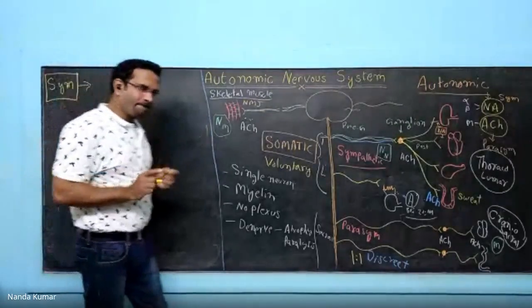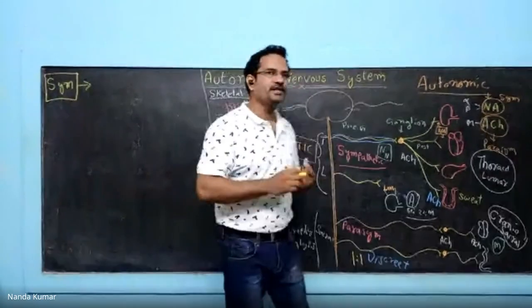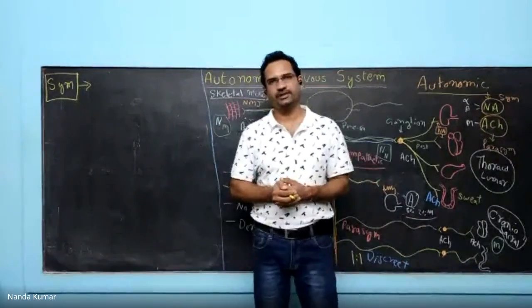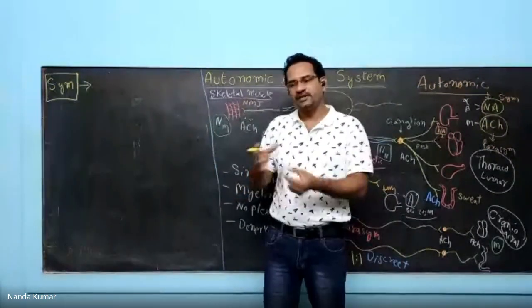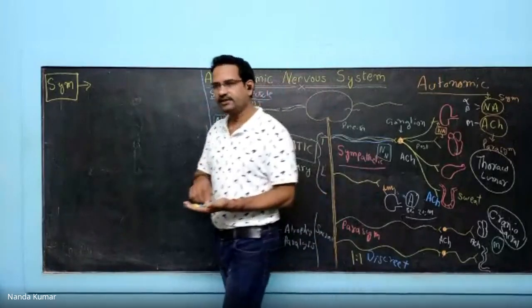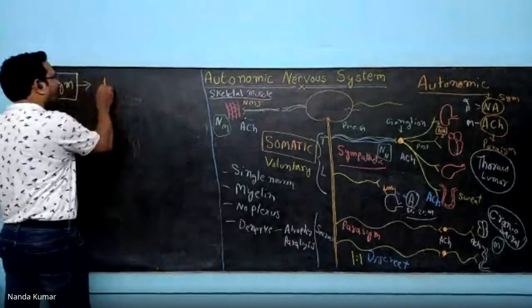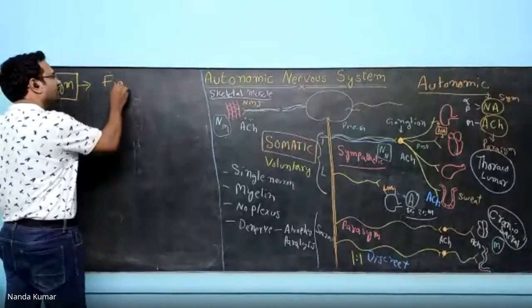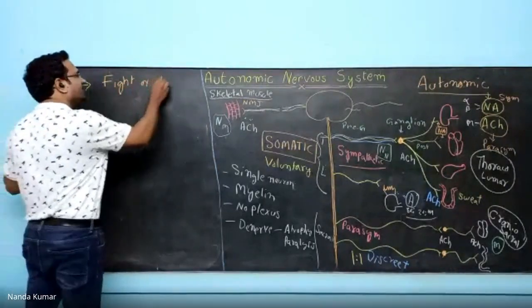Now see, sympathy, as I told you, the word originated because of emotions. Because the system is related to emotions, it is called the sympathetic system. Now, this system is commonly known as fight or flight.